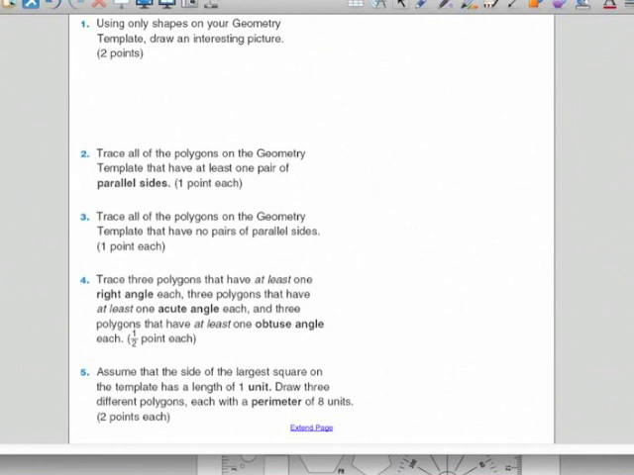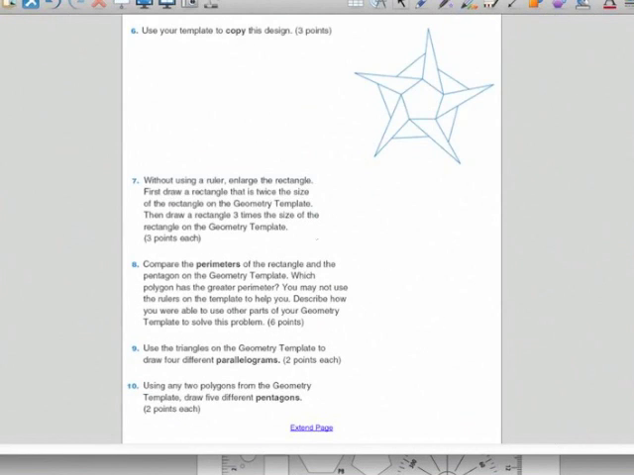Remember to move through these at your own pace. You're welcome to skip one, come back to it, do the easy ones first. It's up to you. Next one says use your template to copy this design for 3 points. Without using a ruler, enlarge the rectangle. First, draw the rectangle that is twice the size of the rectangle in the geometry template. Then draw a rectangle 3 times the size of the rectangle in the geometry template.